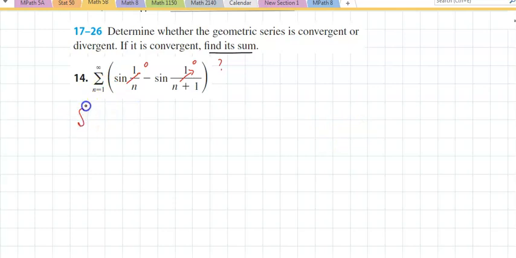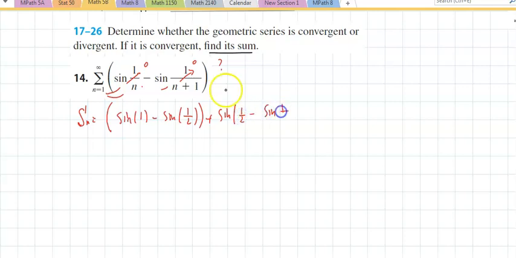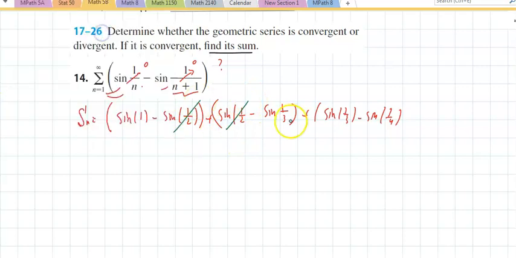That is, if I start with n equal 1, that will be the sine of 1 minus the sine of 1 over 2, plus n equal 2, the sine of 1 over 2 minus the sine of 1 over 3, plus n equal 3, the sine of 1 over 3 minus the sine of 1 over 4. This is called telescoping. Now, I notice those two cancel out, and I also notice that those two cancel out.